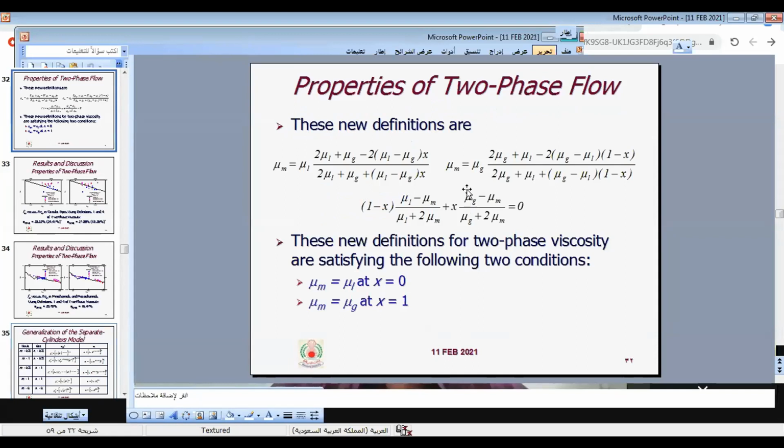Later, when I published this paper in 2008 as a journal paper, I combined the first definition and second definition using an arithmetic mean average. All of these definitions satisfy two important conditions. When mass quality approaches zero, which means that all flow is liquid, the viscosity of the mixture is equal to the viscosity of liquid. On the other hand, when quality approaches 1, which means that all flow is vapor, the viscosity of the mixture is equal to the viscosity of gas.